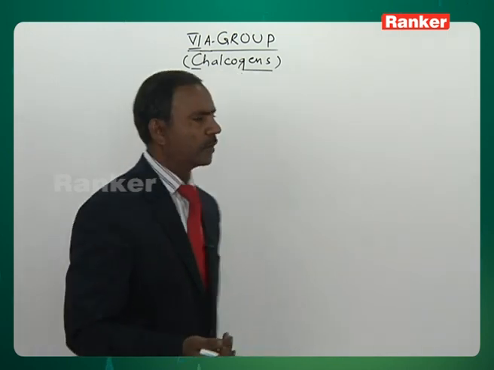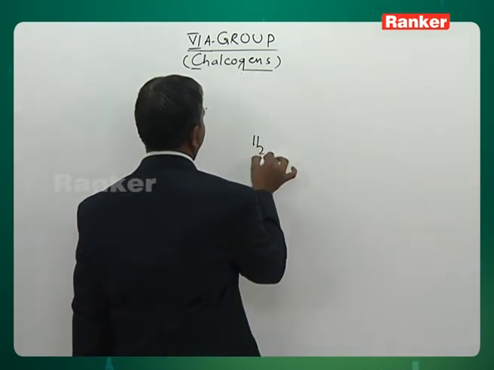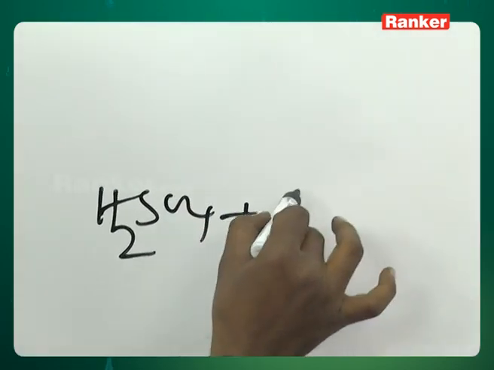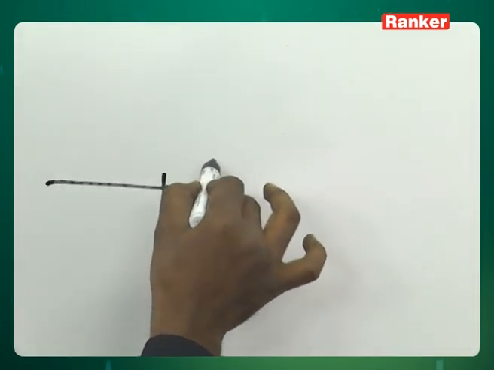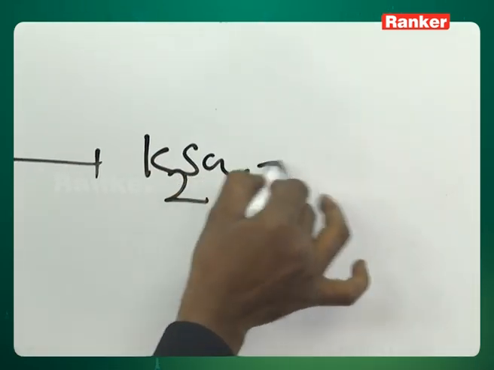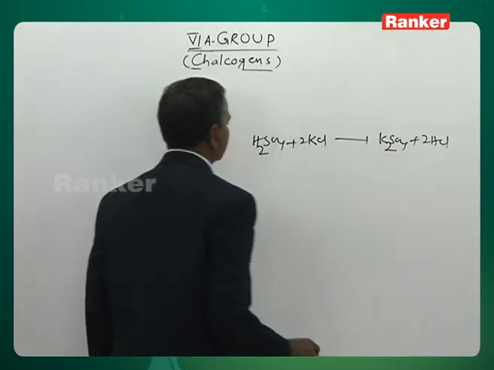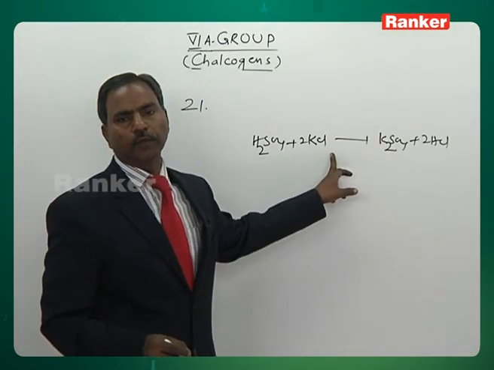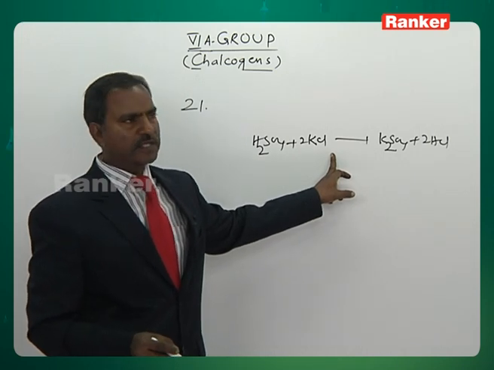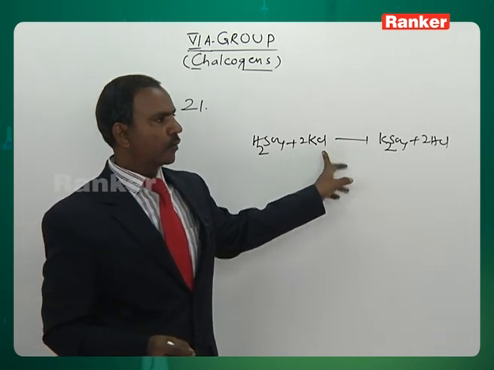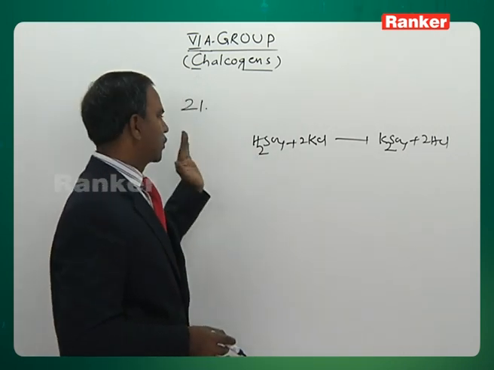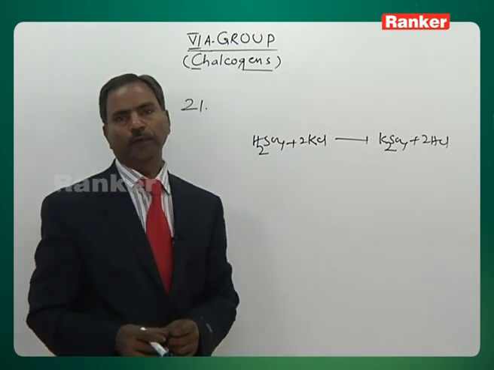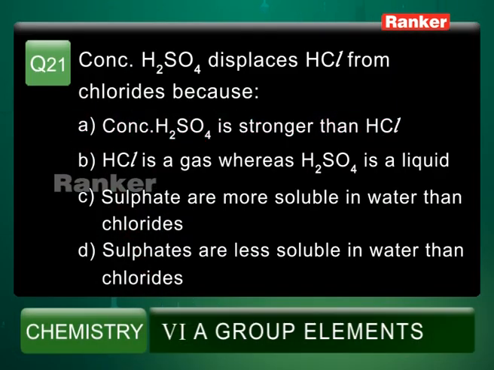So we take sulfuric acid, H2SO4, and take KCl, suppose. Then you are getting K2SO4 plus 2HCl. Sulfuric acid displaces HCl from chlorides. Therefore, it is a stronger acid than HCl. This sulfuric acid displaces chloride in the form of HCl. Therefore, question number 21, answer is A.